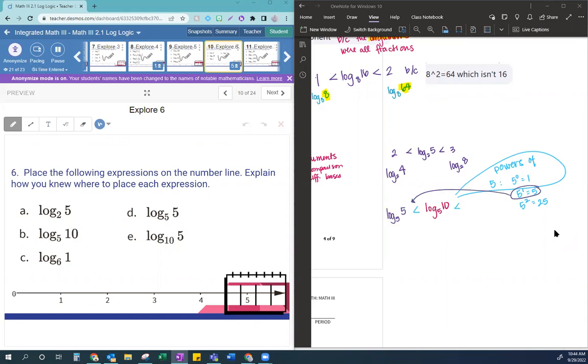Okay, and then I'm going to get this guy, because again, 10 lives right between there. So I'm going to write log. Okay, now I want you to practice. Can you rewrite this in terms of logs? Can you rewrite this in terms of logs? Okay, go ahead and do that in the chat, please.